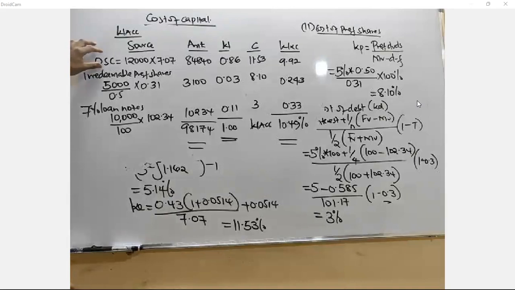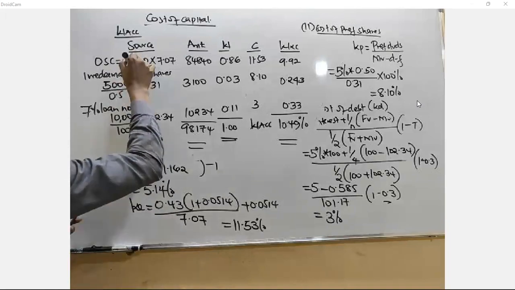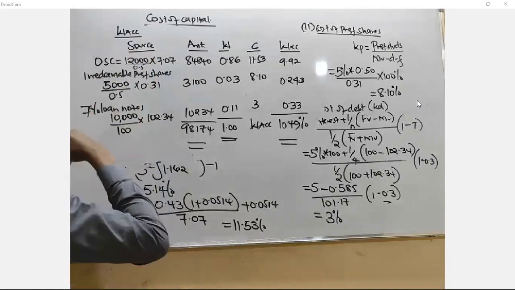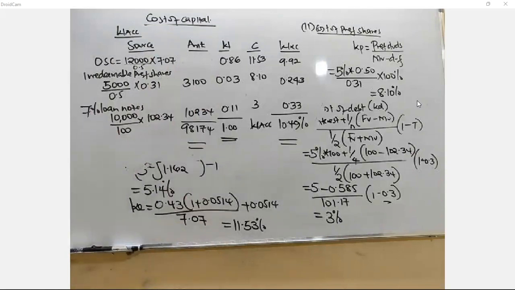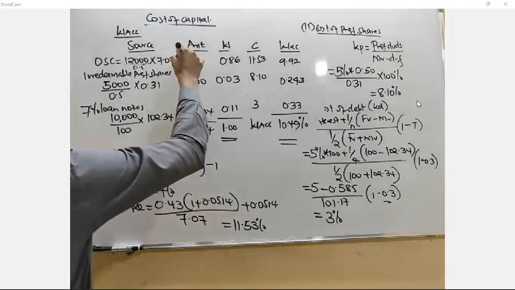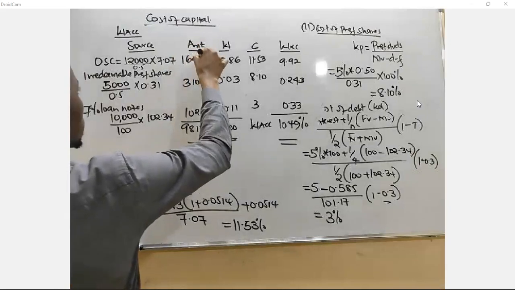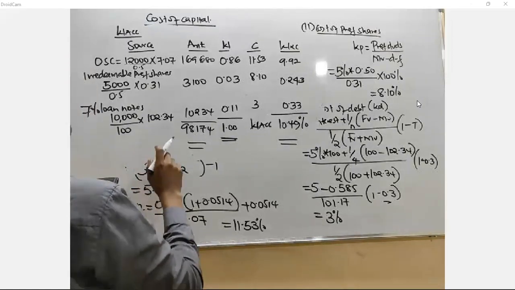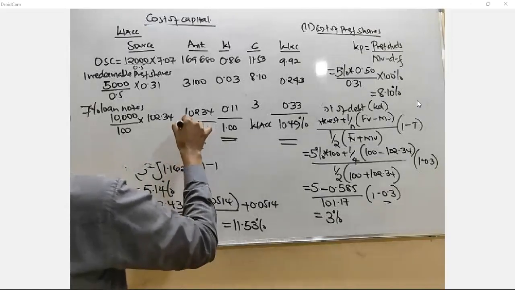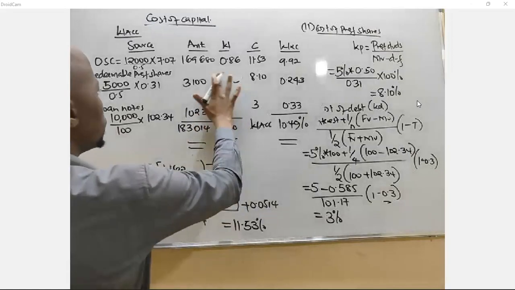Correct. We have some corrections to make here. I thought the 12 million was the number of shares, but I can see it is the cost of 12 million. So it means here we are supposed to divide by 0.5. This is going to change here. Very good, thank you so much. So it will be 12,000 divided by 0.5 times 7.07. Here we are getting around 169,680. You can confirm that. Then the total will be 183,014. Then it means my weights will change.